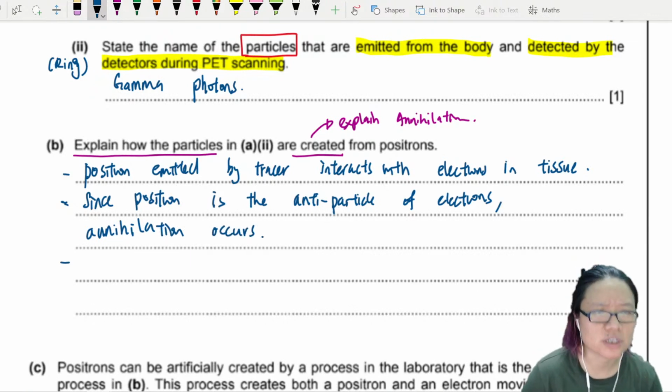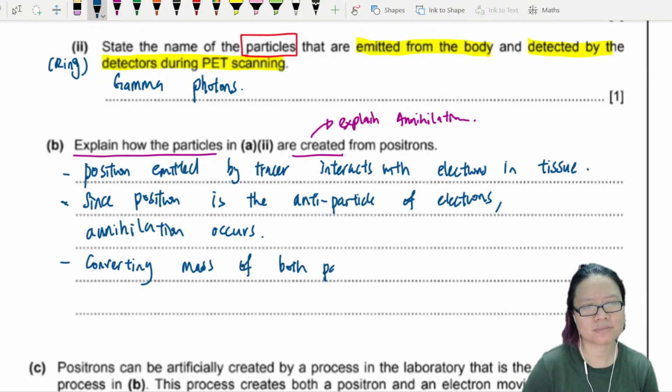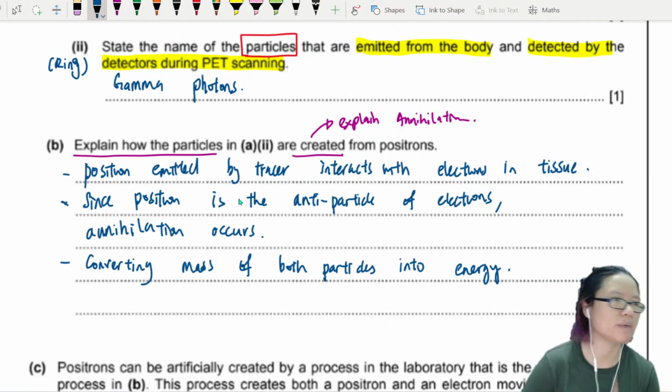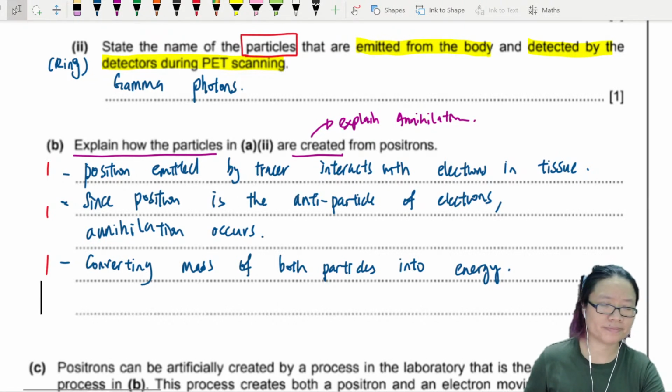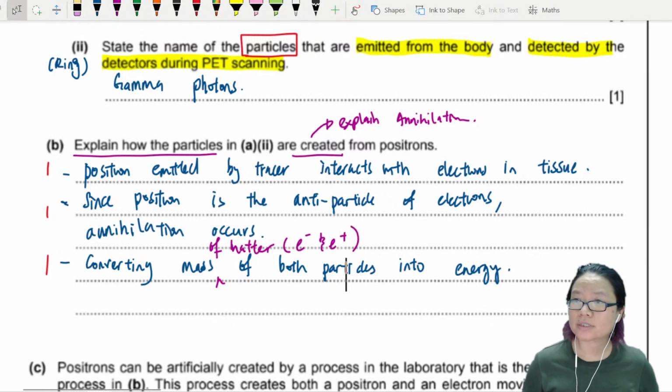But this annihilation is what? Converting all the mass of both particles into energy. That mass energy conversion is Einstein's idea. My man, big brain Einstein. So 1 mark each. 1, 1, 1. Mass, we can say mass of the matter. In this case, the matter here is electron and positron. Yeah, all mass to photon. Correct.